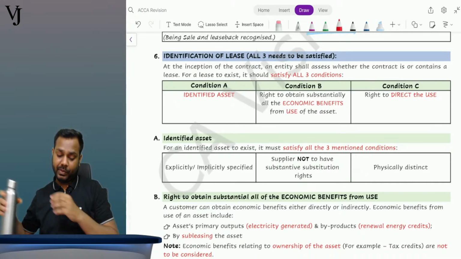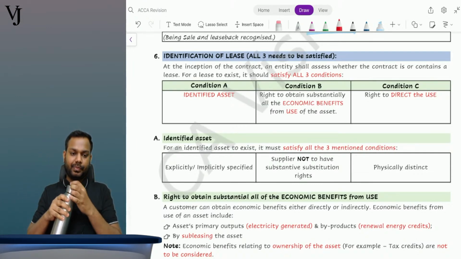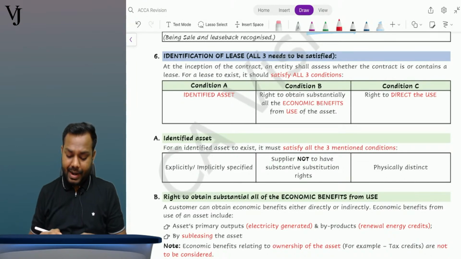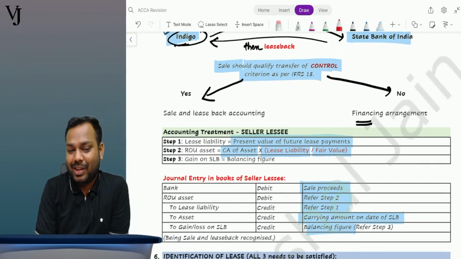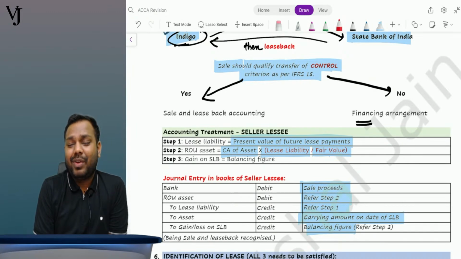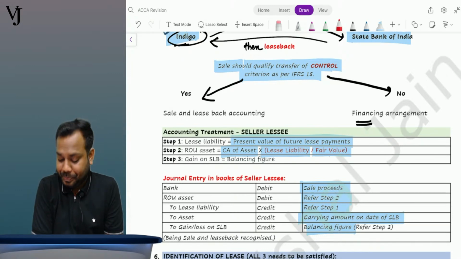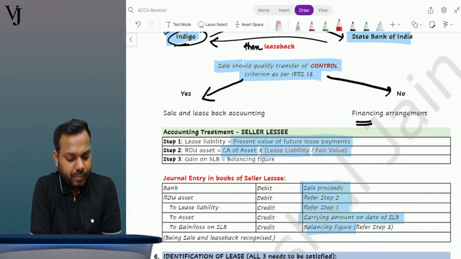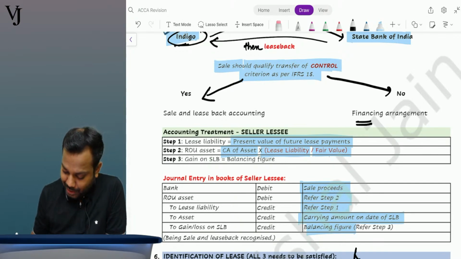Okay, fine. The last topic for the leases: identification of a lease. Tell me, when will we do this identification of lease and on what date? On what date will we do identification of a lease, whether this contract is a lease contract or not? Very good, Nishan. Very good, everyone. We will do it on the lease inception date.